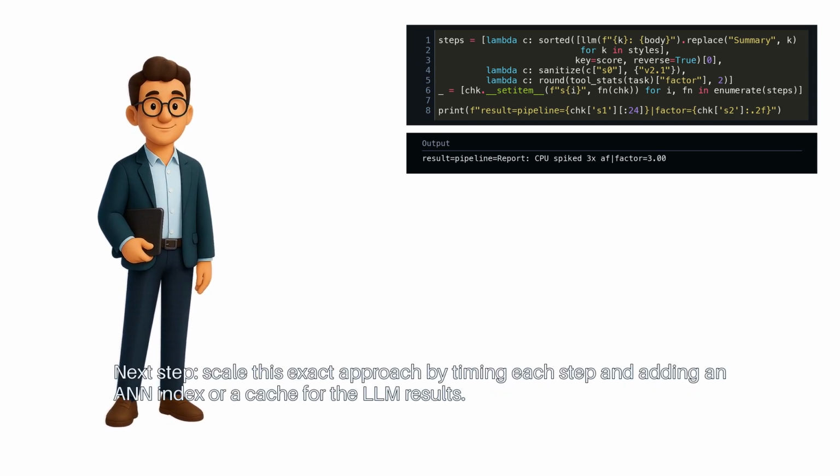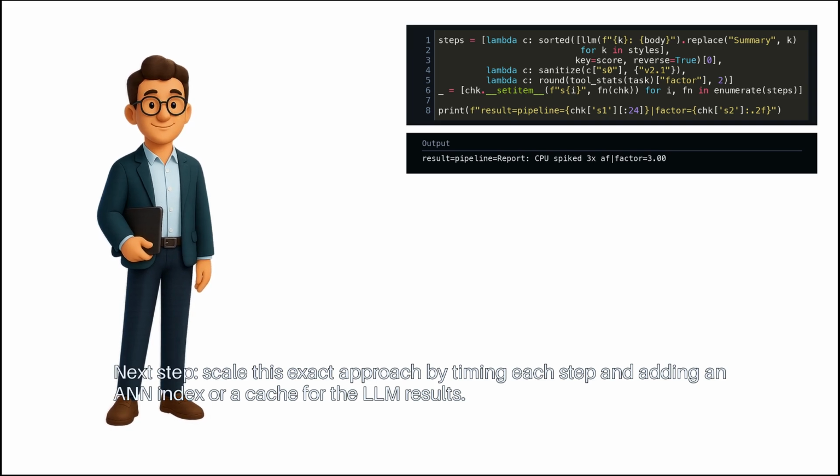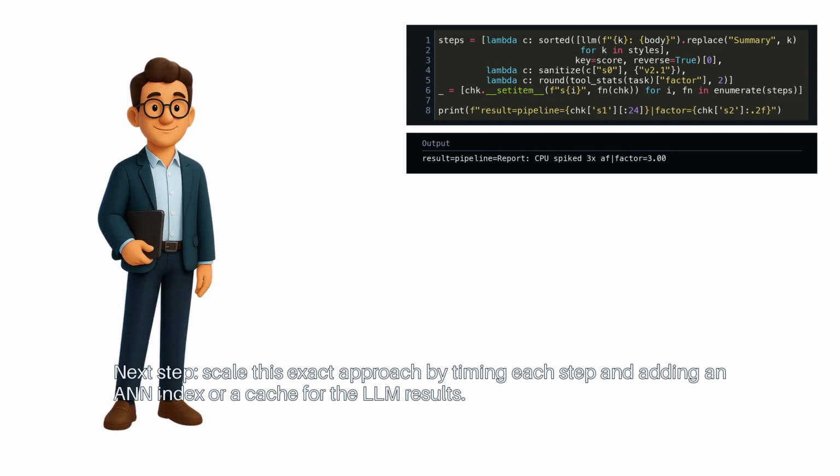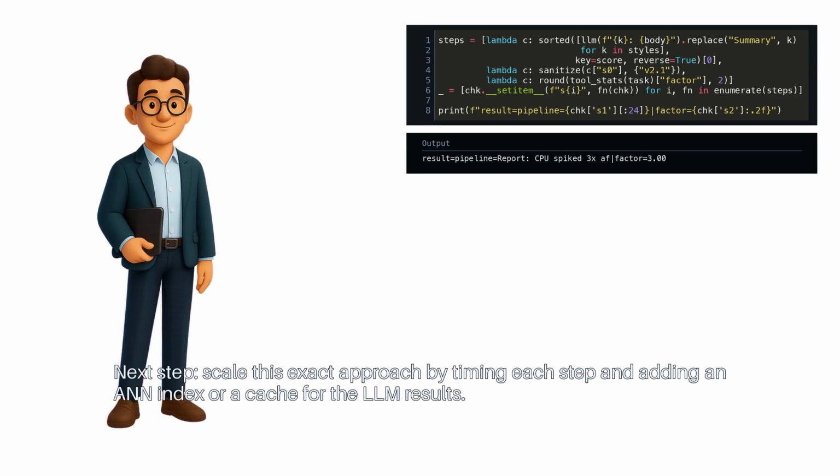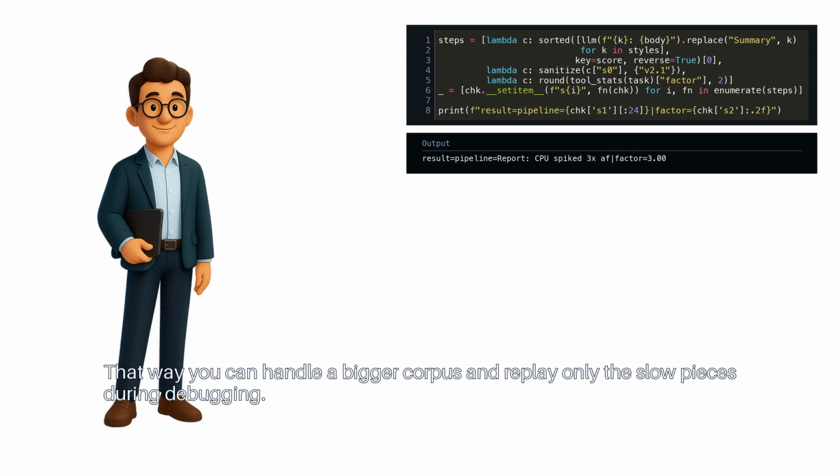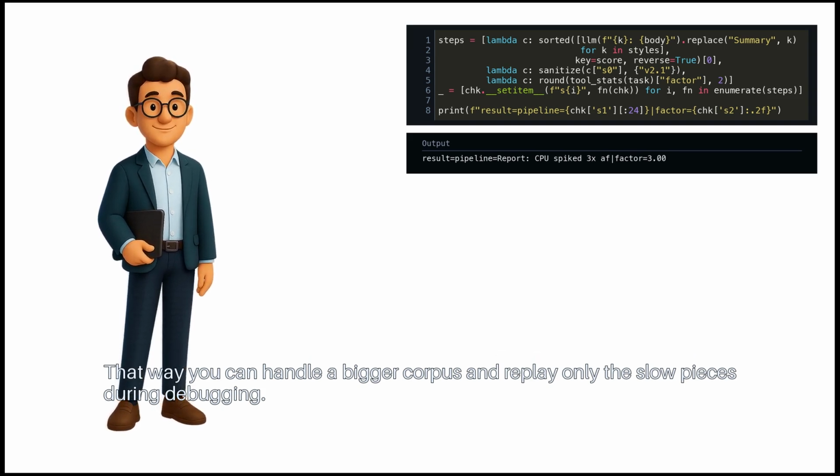Next step: scale this exact approach by timing each step and adding an ANN index or a cache for the LLM results. That way you can handle a bigger corpus and replay only the slow pieces during debugging.